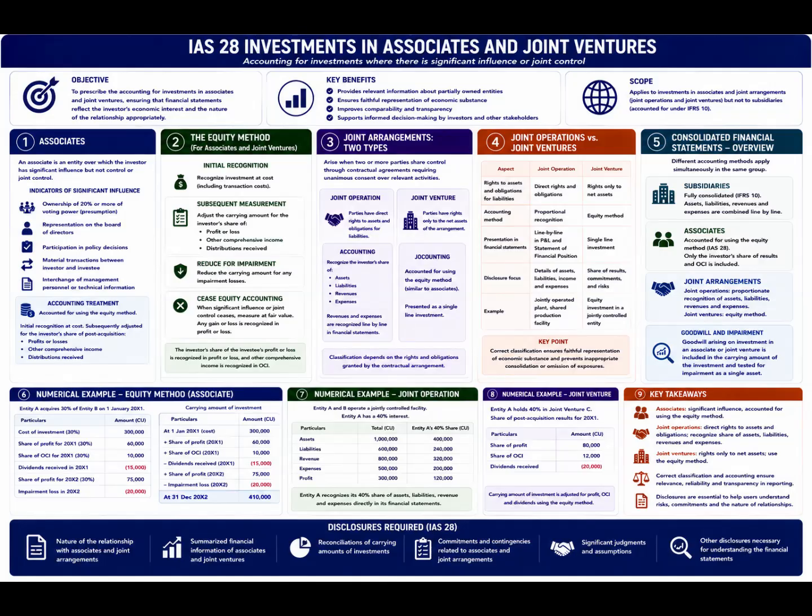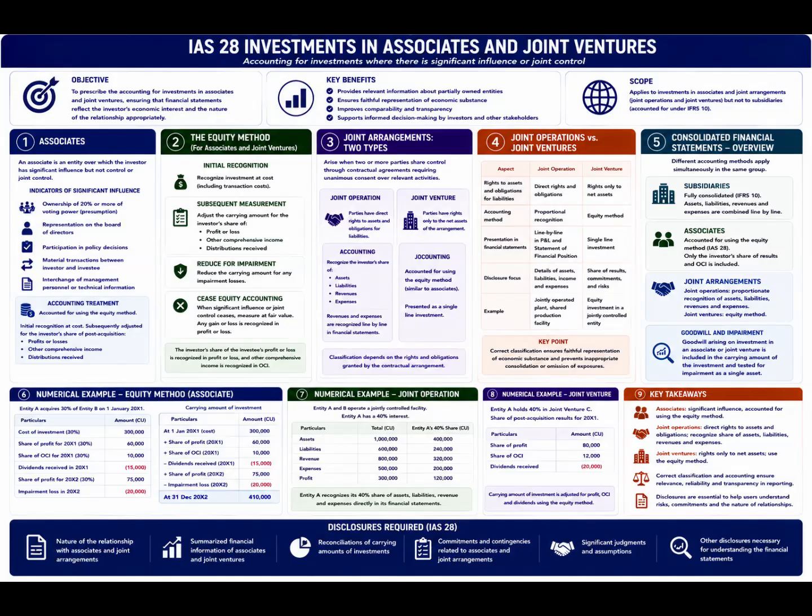Subsidiaries are fully consolidated because the parent exercises control, meaning assets, liabilities, revenues, and expenses are combined line by line. Associates and joint ventures accounted for under the equity method are presented as investments within the consolidated statement of financial position. The carrying amount of the investment increases or decreases according to the group's share of post-acquisition profits, losses, and other comprehensive income. Dividends received reduce the carrying amount of the investment rather than being recognized as income. This combined approach ensures that consolidated statements appropriately reflect varying levels of influence and control within group structures.